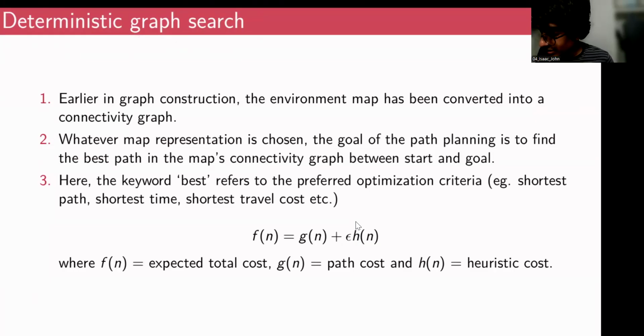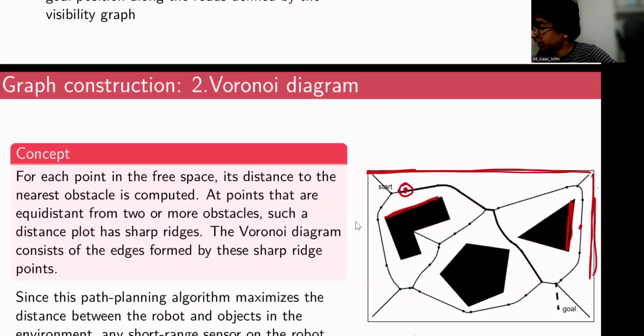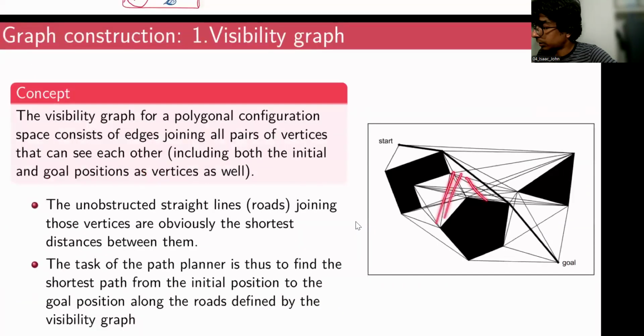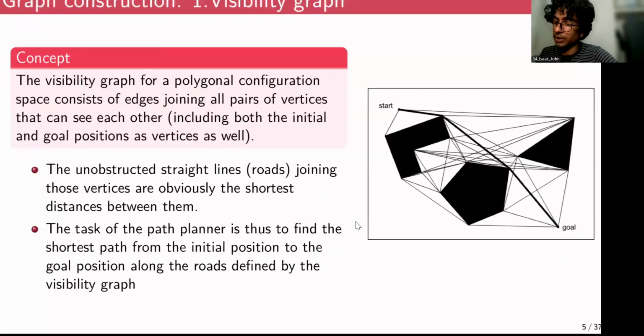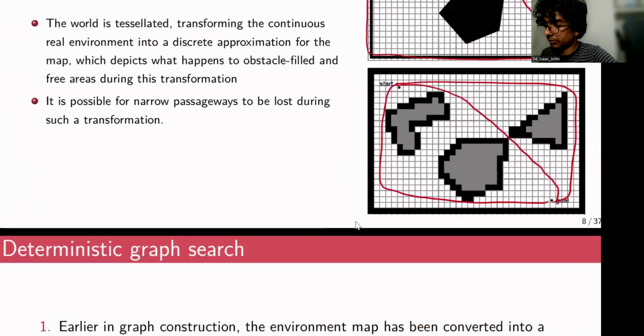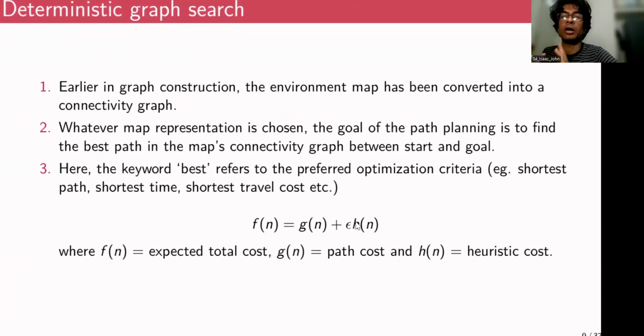So the first point says earlier in graph construction, the environment map has been converted into a connectivity graph, right? So if you want to recall, whatever you have over here, these ridges in Voronoi diagram or this network within that visibility graph, these are all called the connectivity graph. Multiple sort of connectivity graphs are available. Okay, that was about the first point. We already have made a connectivity graph.